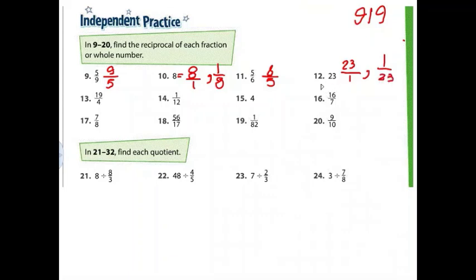So directly, can you find the reciprocal of 6? Yeah, teacher, it's 1/6. What's the reciprocal of 5? Can you answer? Yeah, it's 1/5. Okay?